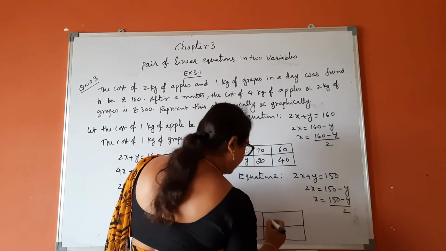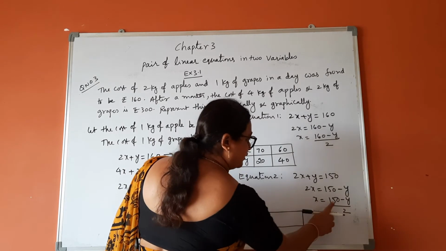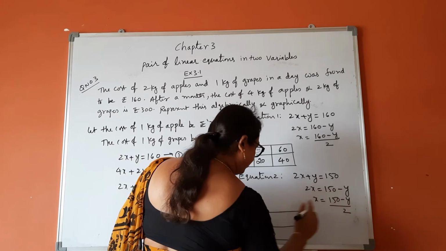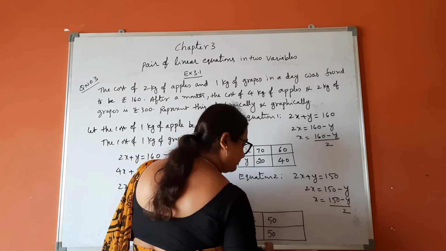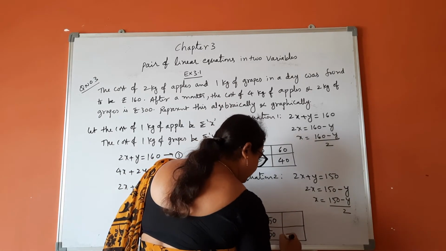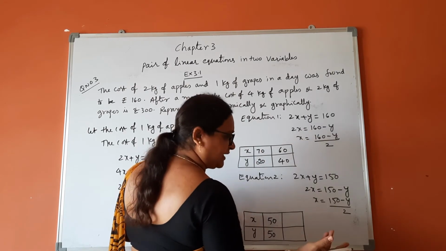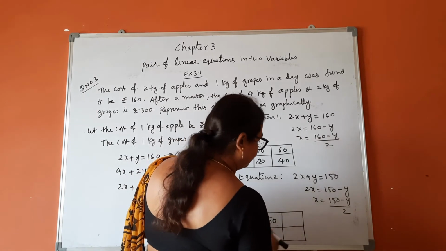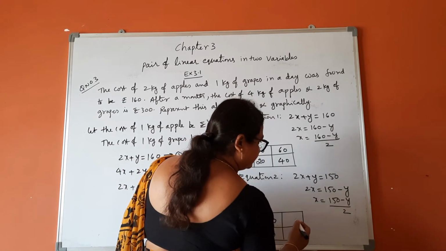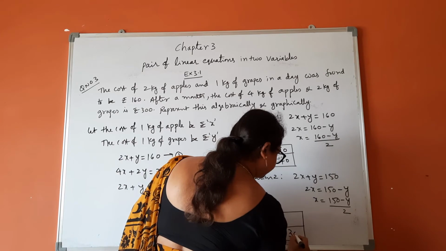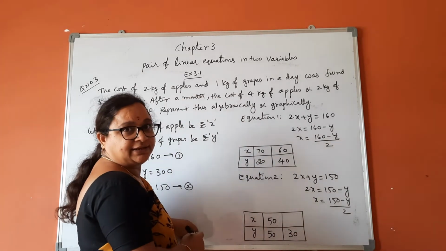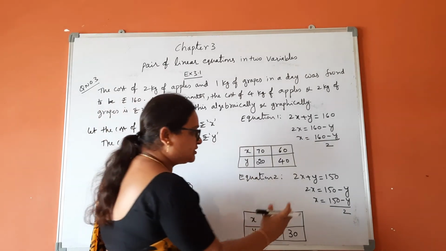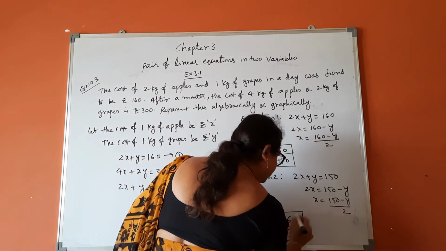Here, if at all if y is 50, x is equal to 150 minus 50, that is 100 by 2, 50. Both are same. X and y both are equal here. And one more, any value you can give for y. Here I am giving 30. If y is 30, 150 minus 30, that is 120. 120 by 2, 60. So x is 60.